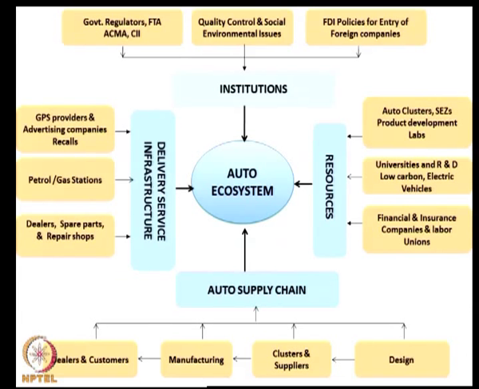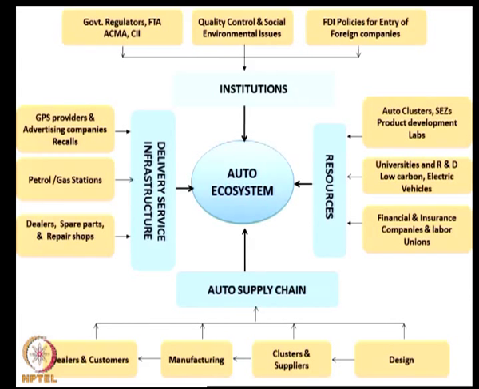And finally, the delivery infrastructure, where the GPS providers, advertising companies, and product recall companies. In other words, in the auto industry, for some reason or the other, if there is a brake failure or something else, then all the products need to be recalled. So you need to have some reverse logistics on this. You need infrastructure on petrol and gas stations, and also dealers, spare parts, and repair shops. The dealers, spare parts, and repair become very, very important for an auto supply.